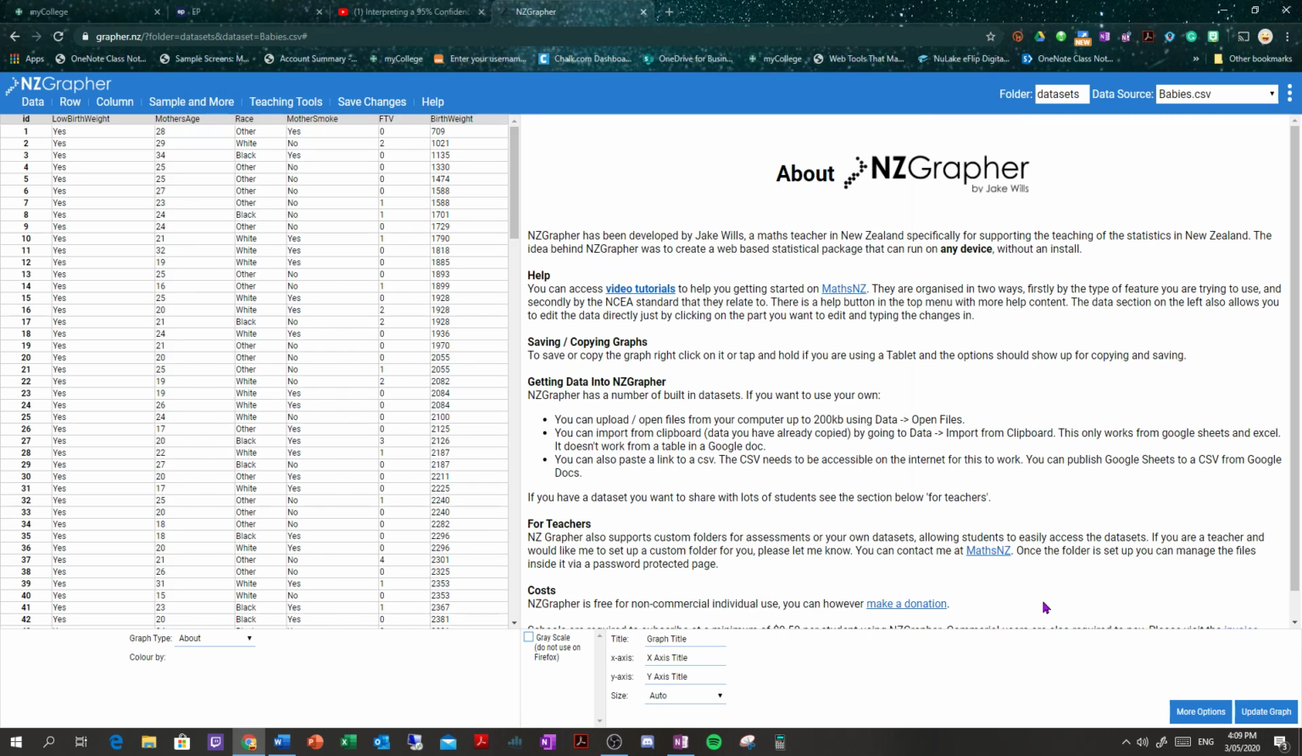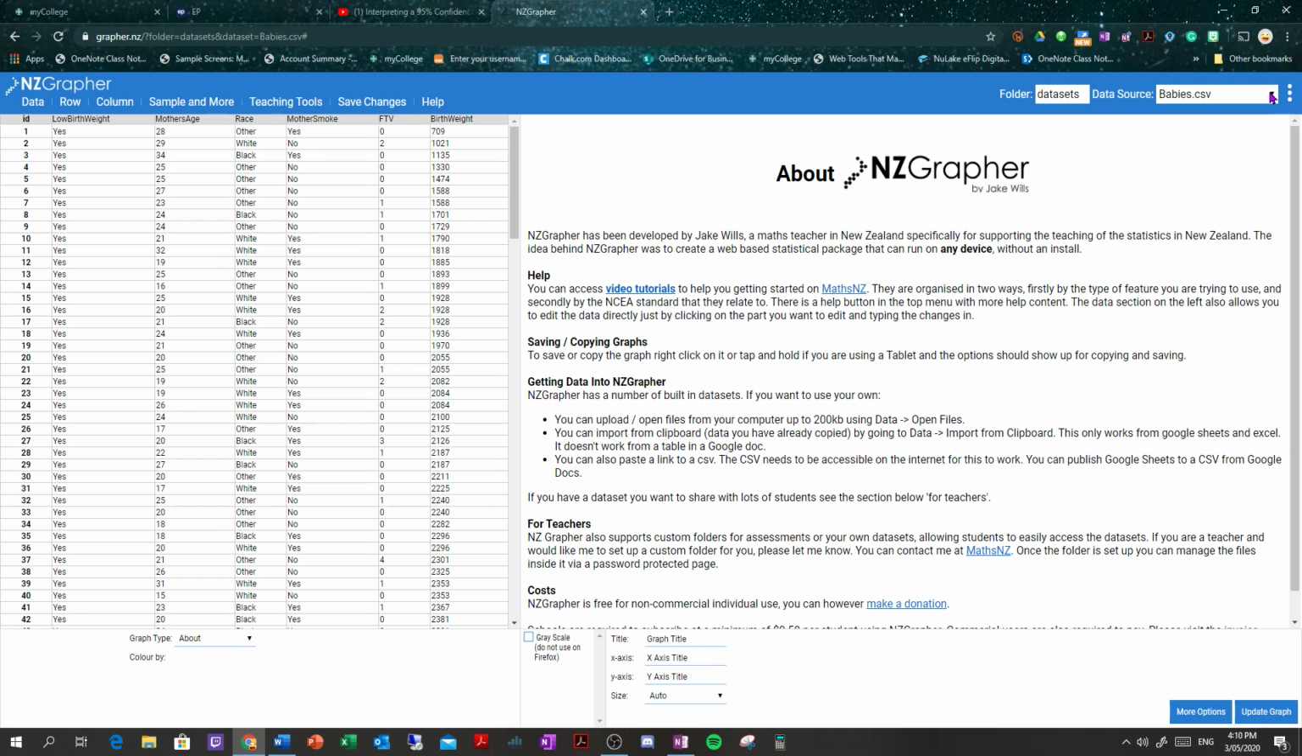Okay, I'm going to show you how to use NZ Grapher to get a confidence interval so that you can interpret your confidence interval. This is a graph that will go on your internal. It will be the second graph that goes on your internal. The only other graph that goes on your internal is this.